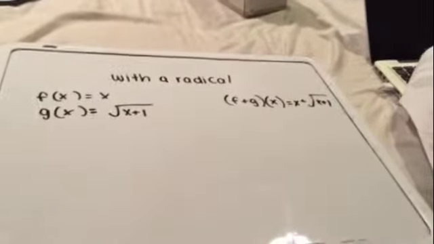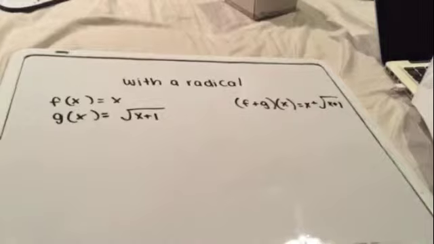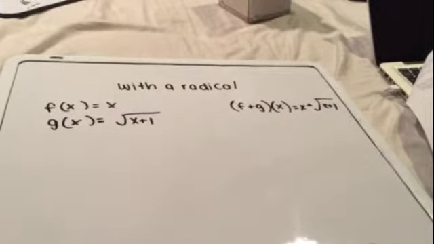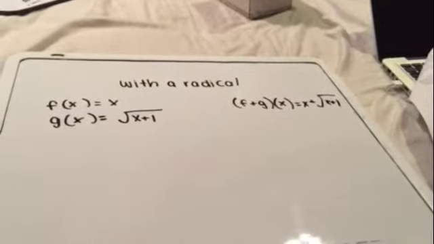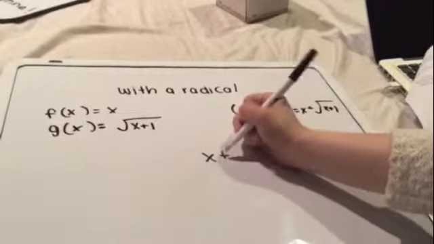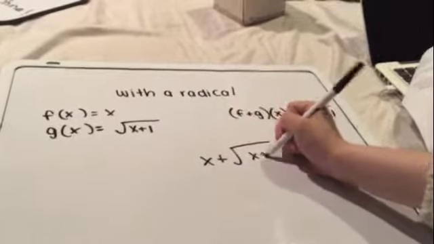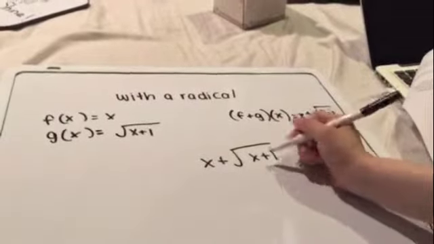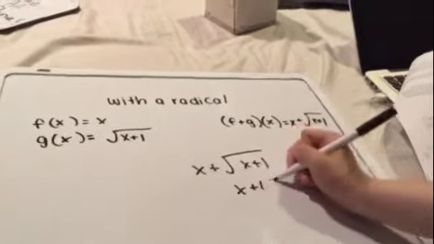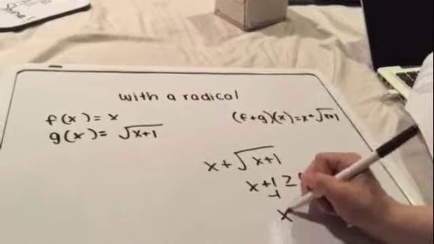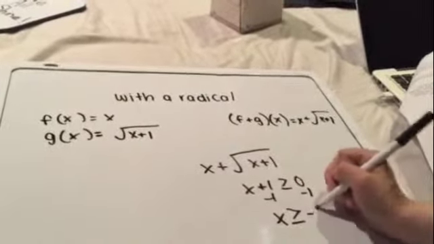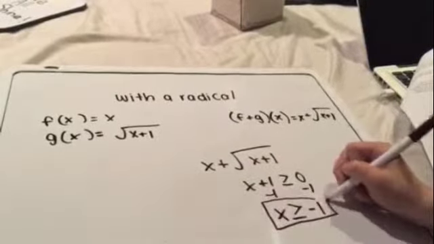Now we're going to try with a radical. We know that f of x is equal to x and g of x is equal to rad x plus 1. If we want to do f plus g of x, we're going to do x plus rad x plus 1. We're now going to set the radicand, x plus 1, greater than or equal to 0. We're going to subtract the 1 from both sides, and we get that x is greater than or equal to negative 1. That's your new domain.